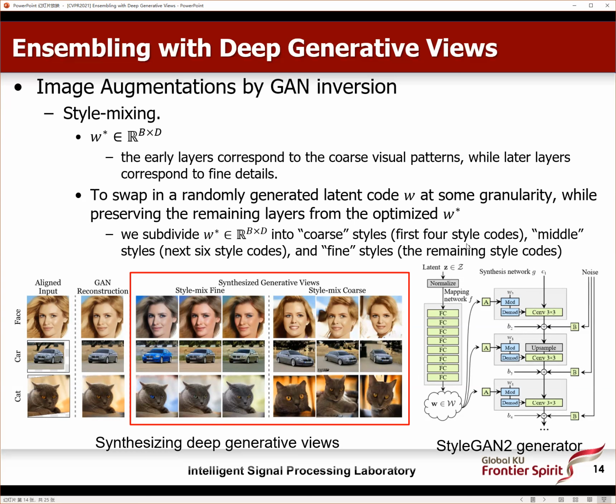The first four style codes are called the coarse styles, which represent the fundamental characteristics of the images. For instance, the angles of these pictures, and also the location of the face, the shape of the face, and the shape of the cars. So that is called the coarse styles.